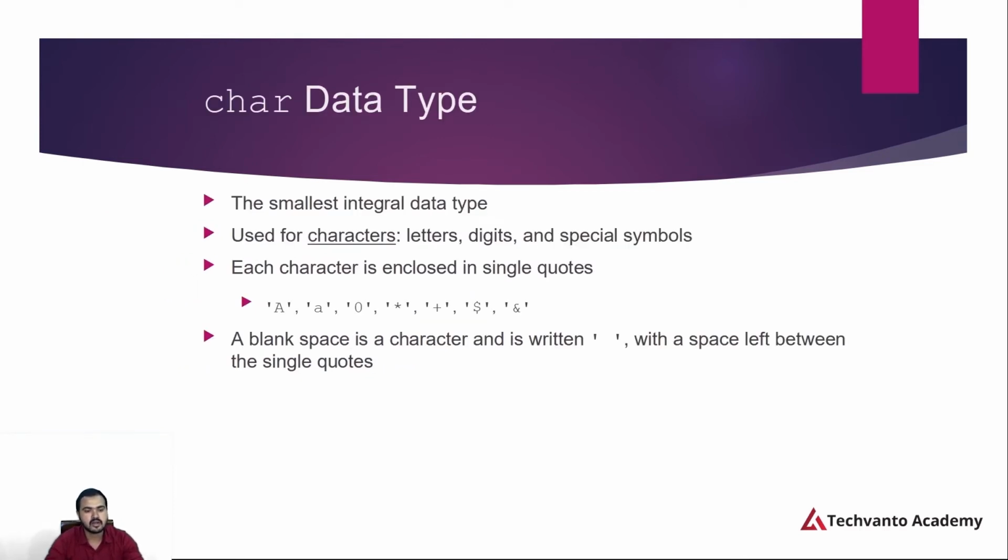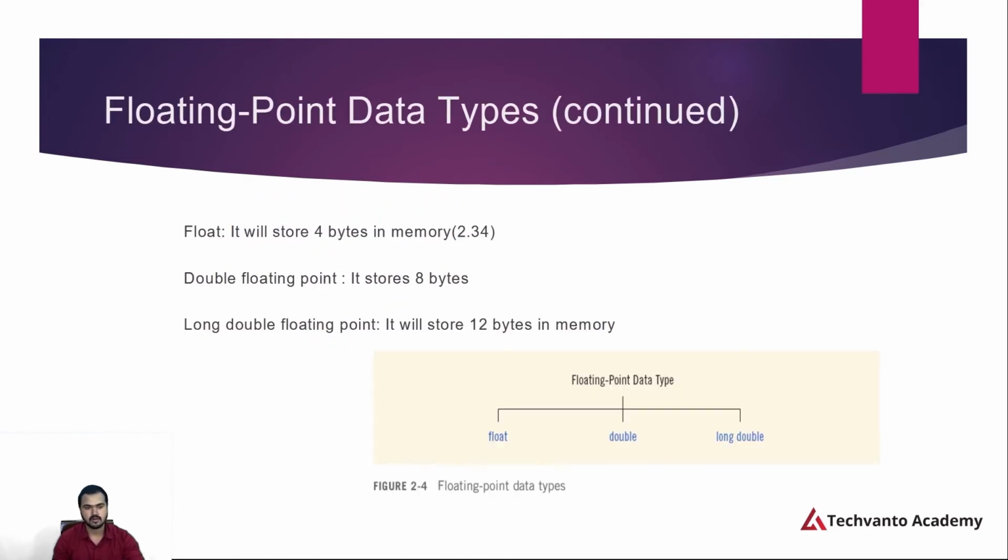The character data type is one of the smallest integral data types we are going to be using. In single quotes, we can mention letters, digits and special symbols. Whatever we mention in single quotes will come under the character type. As you can observe in this slide, I mentioned here capital letters, small letters, integers and special symbols as well. If you use a white space within single quotes, then it is going to be allocated just a white space, a blank space.